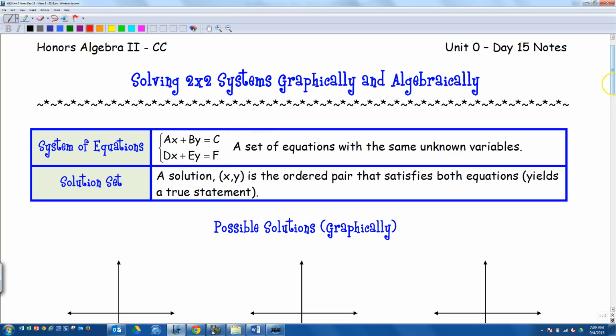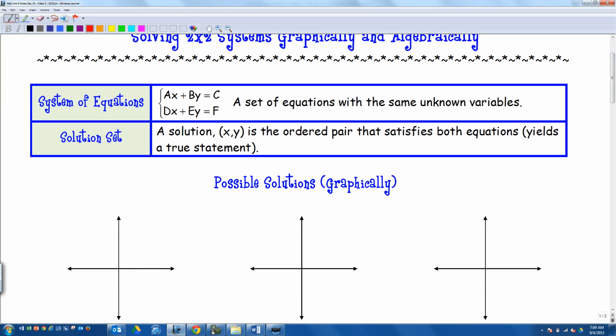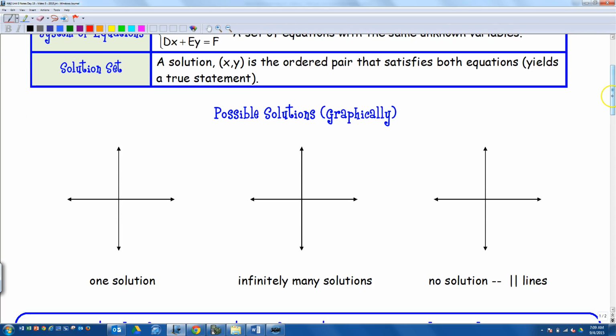A solution set are the answers. Instead of writing x equals and y equals, we usually list them as an ordered pair, because when you are doing a system of equations, you're finding an intersection. In general, one solution is if you have one line that goes like this and one line that goes like that. Where they intersect is the only spot where you'll find the solutions that satisfy both lines.